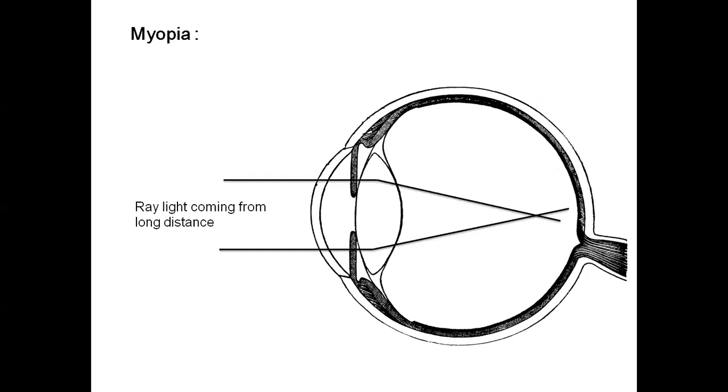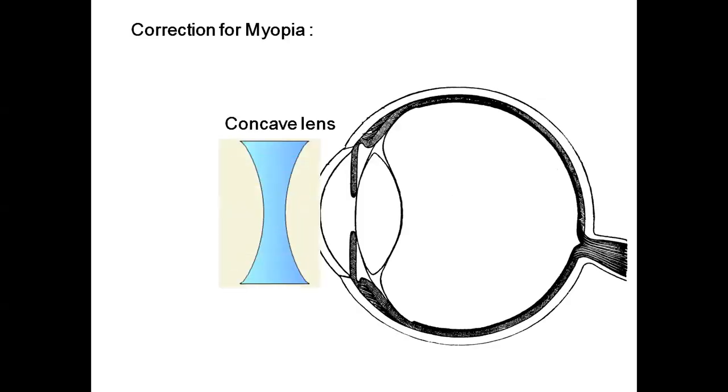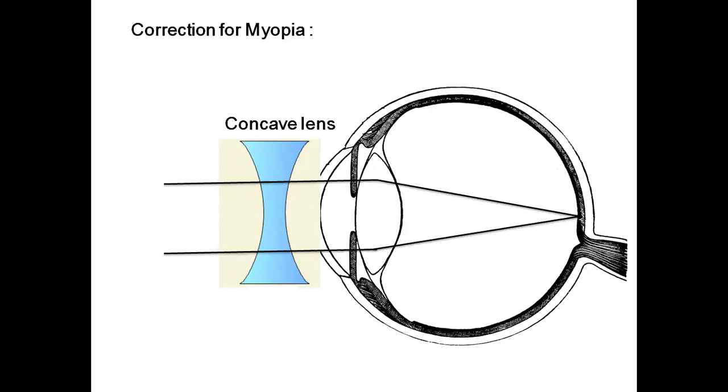This defect may arise due to excessive curvature of the eye lens or maybe elongation of the eyeball. So friends, suppose we have this defect, what is the correction? Solution: definitely at that time we use a concave lens, and after passing the rays through the concave lens, the rays meet directly on the retina. So definitely we remove this myopia.